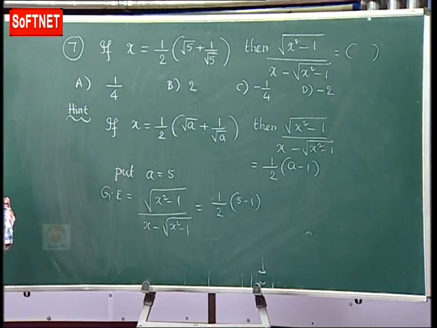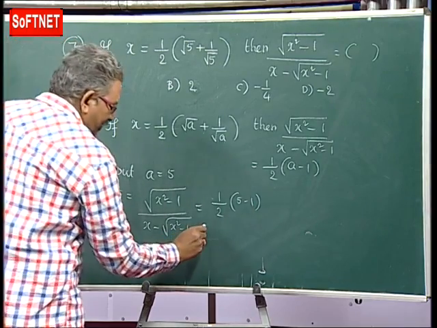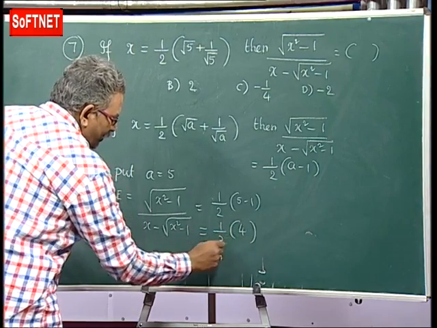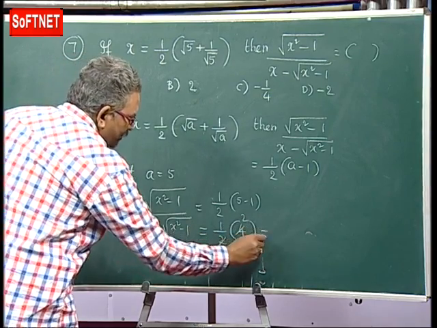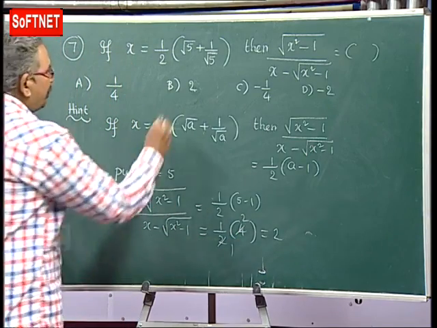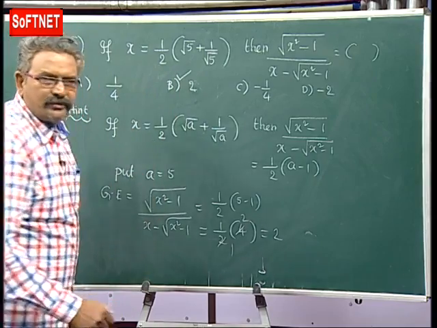Am I correct? So this is half into 4, 2 1 ja 2 2 ja. So 2, very simple. So here B is the right option.